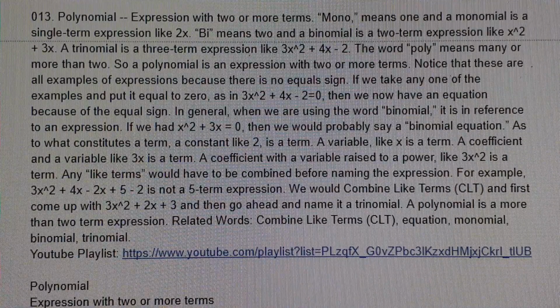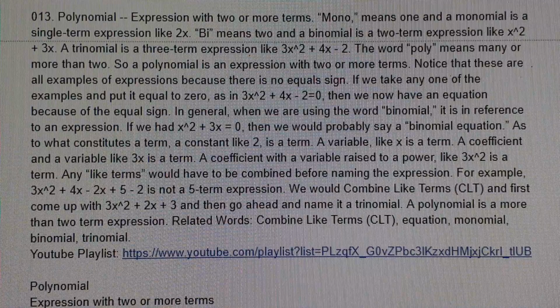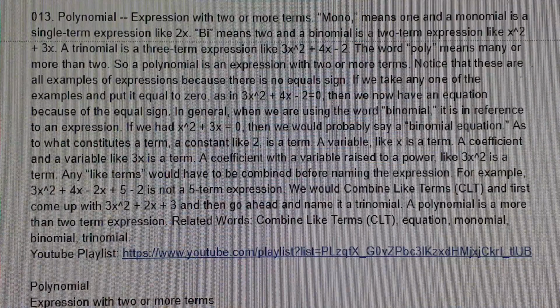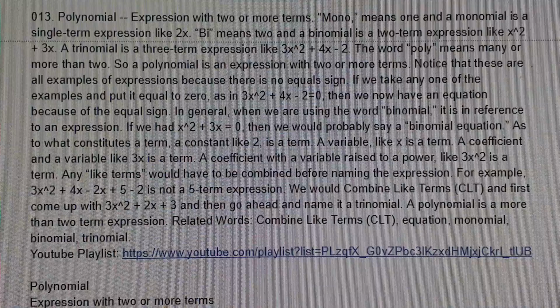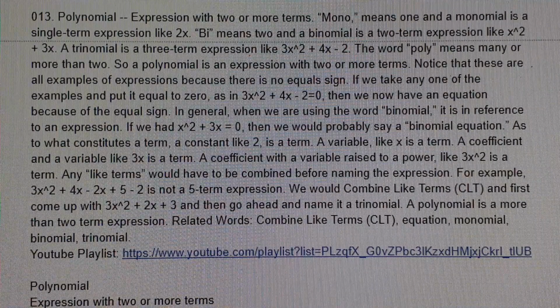A polynomial is a more than two-term expression. Related words: combine like terms, CLT, equation, monomial, binomial, trinomial.